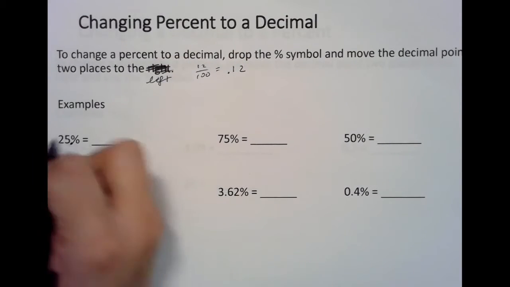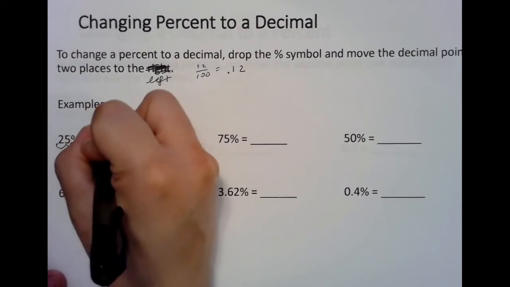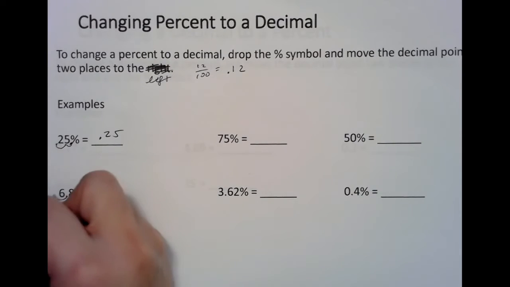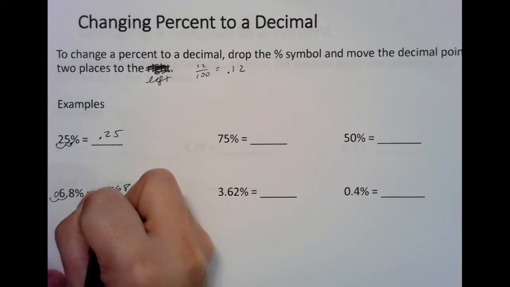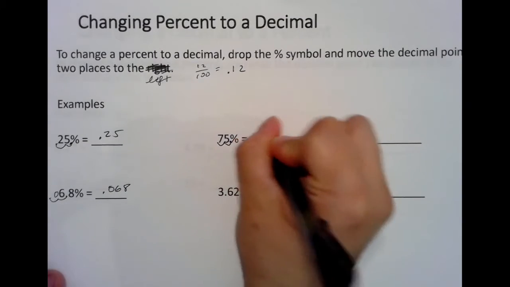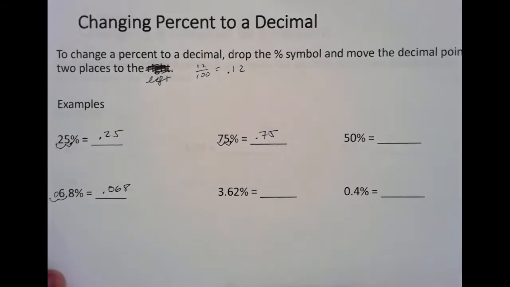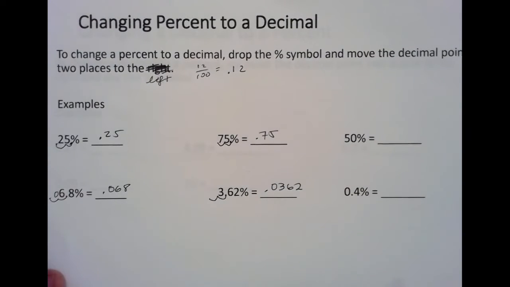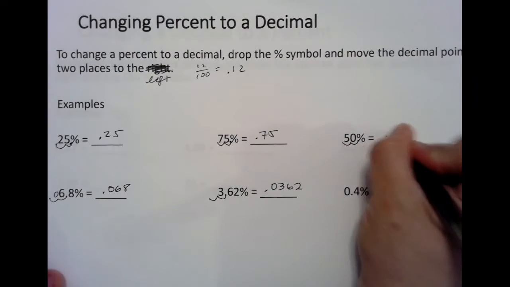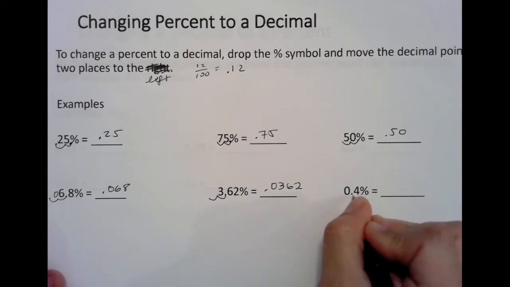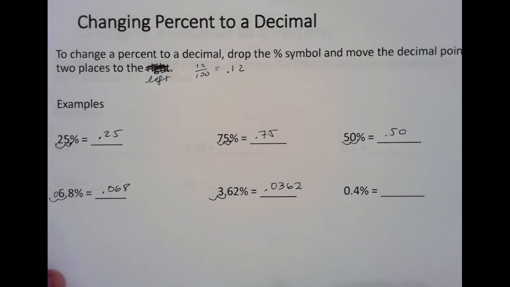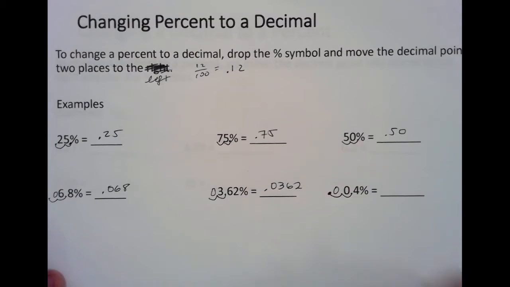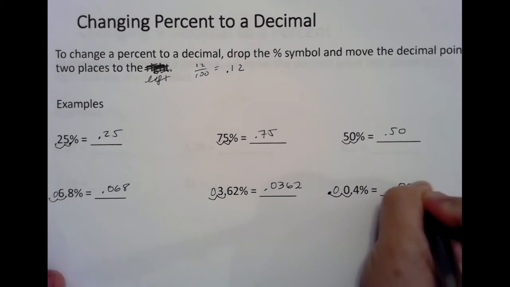So 25% is, we move it 2 places to the left, and that's 0.25. 6.8%, 1, 2, is 0.068. 75% then becomes 0.75. 3.62% becomes 0.0362. 50% will then become 0.50 or 0.5, and then 0.4%. If you do not have a decimal place here, you just write a 0. Okay, so this would become 0.004. All right.